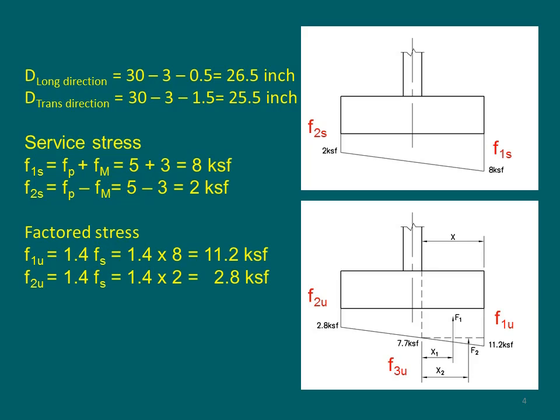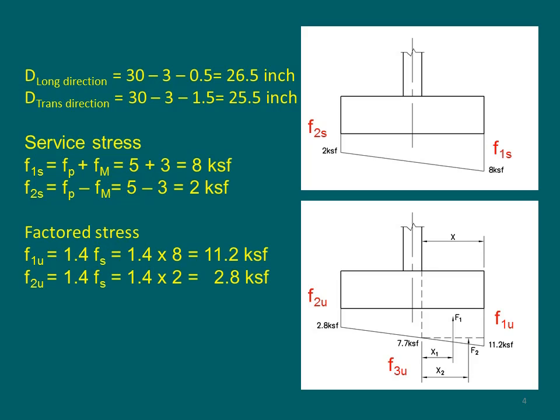For detailed calculations of f sub P and f sub M, you need to go back to the previous slide set. Based on this stress distribution, on the right hand side, the moment is pushing the footing down, and also the vertical load is pushing the footing down. Therefore, the stress on the right hand side is going to be additive, equal to 8 ksf. On the left hand side, the moment is causing this footing to lift up. At the same time, the vertical load is pushing the footing down.